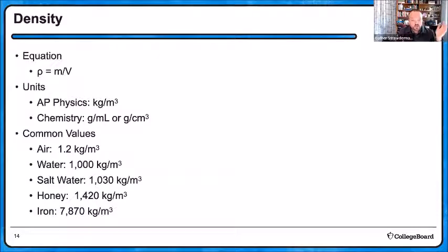And the three most common ones that will be given: the density of air is a super common one, the density of water is a super common one, and the density of salt water is also a super common one. And like I said, they'll all be given to students on the exam, and they'll all be given in kilograms per cubic meter.